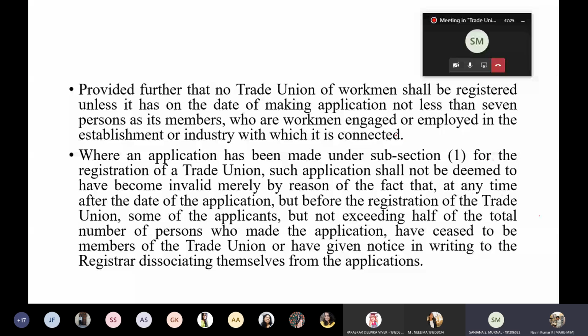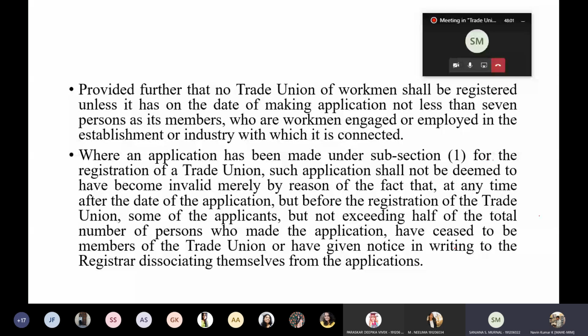Where an application has been made under subsection 1 for the registration of a trade union, such application shall not be deemed to have become invalid merely by reason of the fact that at any time after the date of the application, but before the registration of the trade union, some of the applicants, but not exceeding half of the total number of persons who made the application, have ceased to be the members of trade union or have given notice in writing to the registrar dissociating themselves from the applications.